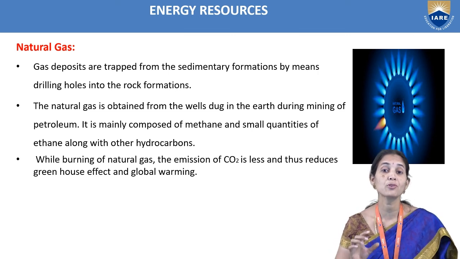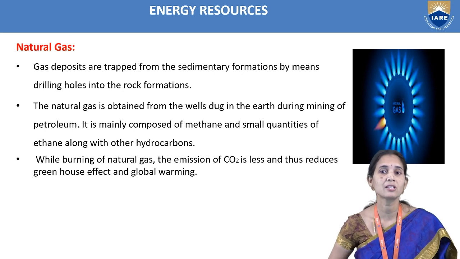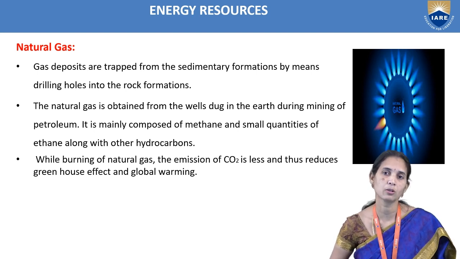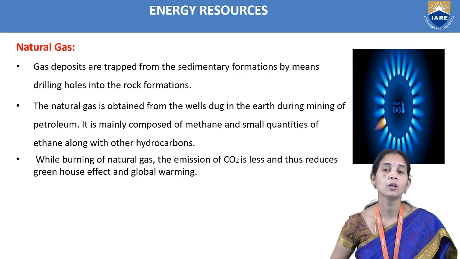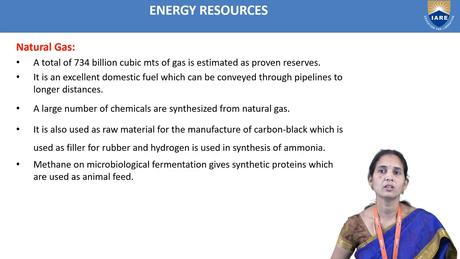It is mainly composed of methane and small quantities of ethane along with other hydrocarbons. So the main composition of natural gas is methane. While we are burning natural gas, the emission of CO2 is less. So that reduces the greenhouse effect and global warming. Here a total of 734 billion cubic meters of gas is estimated as proven reserves.